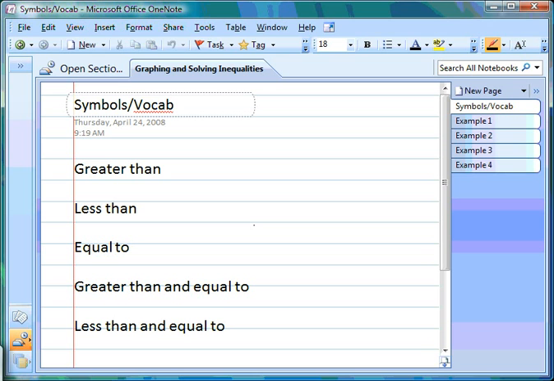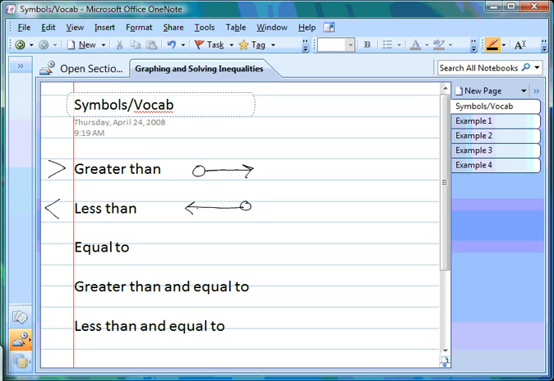As we get into section 8, we have a few symbols and vocabulary we need to cover so that you know what you're doing. The first one is greater than. The symbol for greater than looks like an arrowhead pointing to the right. And if you're graphing greater than on a number line, you use an open circle with an arrow to the right. The next one is less than. Less than is an arrowhead to the left, and when you graph it on a number line, you have an open circle with an arrow to the left.